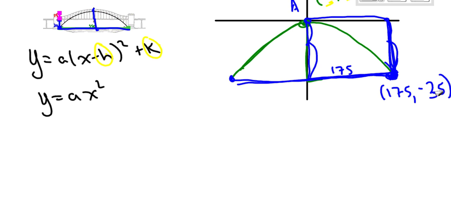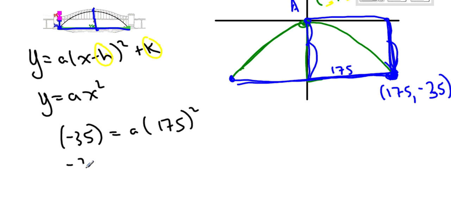So let's go ahead and substitute into the equation the values of x and y that we just found. So y is -35, and x is 175. So I'm going to square 175, and get a reasonably large number, I guess, 30,625.